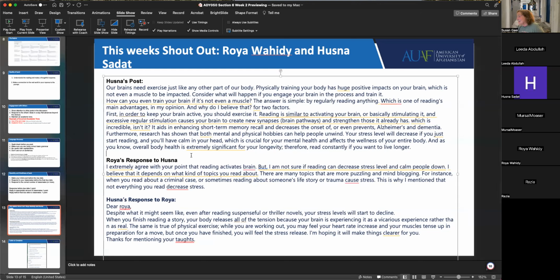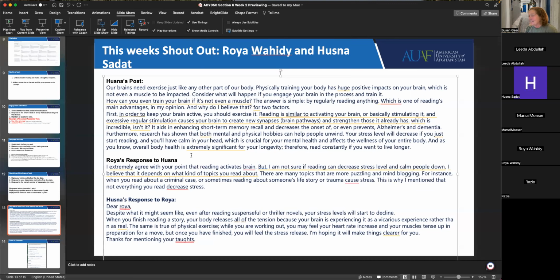It aids in enhancing short-term memory recall and decreases the onset of, or even prevents, Alzheimer's and dementia. Furthermore, research has shown that both mental and physical hobbies can help people unwind. Your stress level will decrease if you just start reading, and you will have a calm in your head, which is crucial for your mental health and affects the wellness of your entire body. And as you know, overall body health is extremely significant for your longevity. Therefore, read constantly if you want to live longer. So then Roya, would you read your response to Husna?